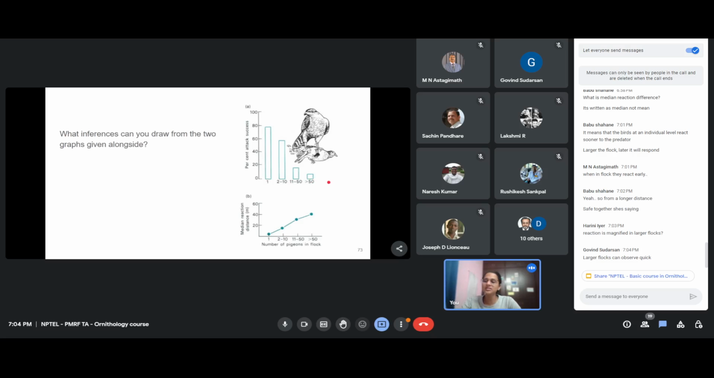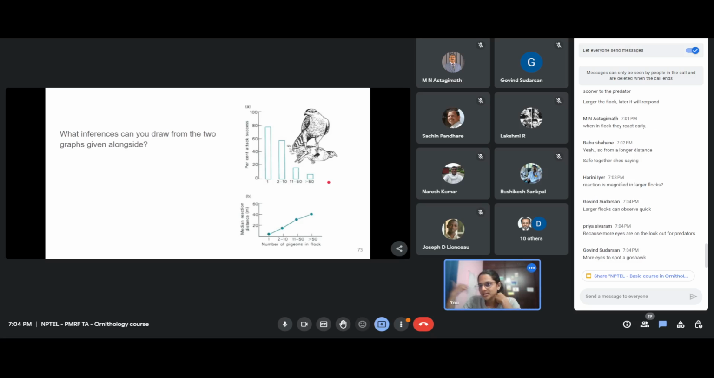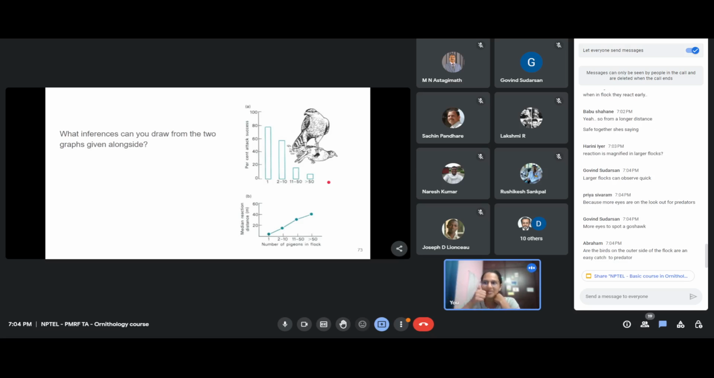So Govind has brought the point. Larger flocks can observe quickly because there are multiple individuals, right? And yes, correct. Priya, yes, correct. More eyes are on the lookout for predators. Yes, now we're getting to the point. More eyes to spot a goshawk.